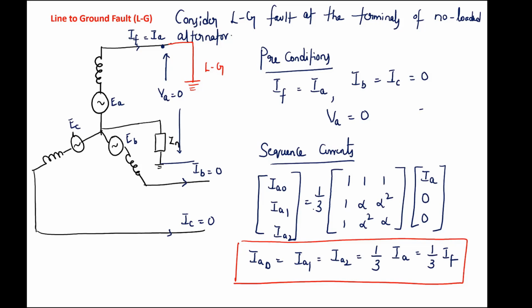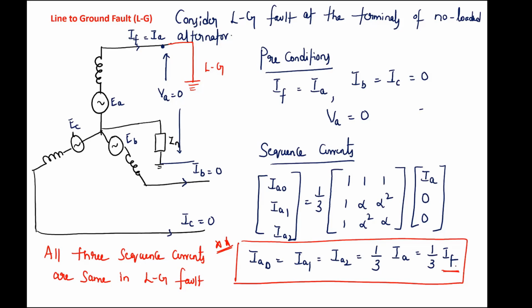So the first important result which you have to remember in the LG fault is that all three sequence currents in an LG fault are same. That is, positive sequence current, negative sequence current, and zero sequence current are same in single line to ground fault. And what is their value? Their value is equal to 1 by 3 times that of the fault current.